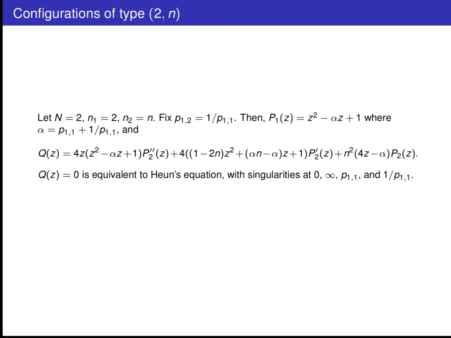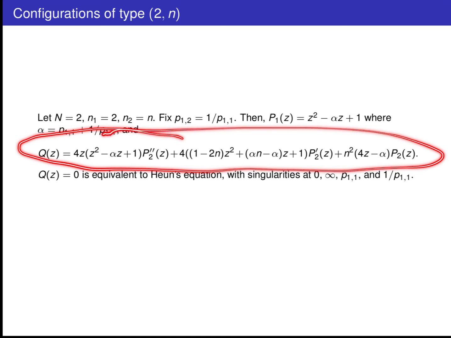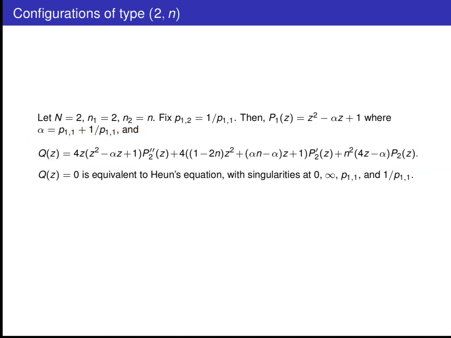So then our polynomial p1 of z will be z squared minus alpha z plus 1, where alpha is equal to p sub 1,1 plus p sub 1,2, or p sub 1,1 plus 1 over p sub 1,1. And then we get our corresponding differential equation, which turns out is equivalent to Heun's differential equation with singularities at 0, infinity, p sub 1,1, and p sub 1,2 equal to 1 over p sub 1,1.